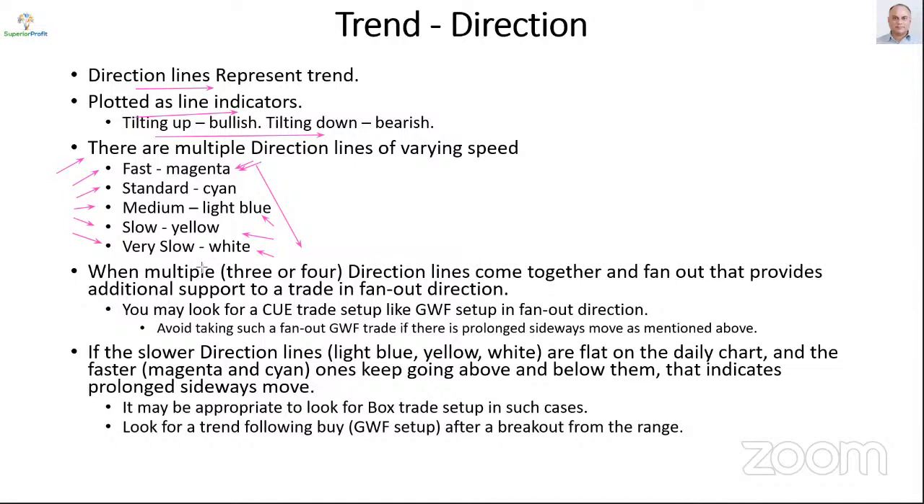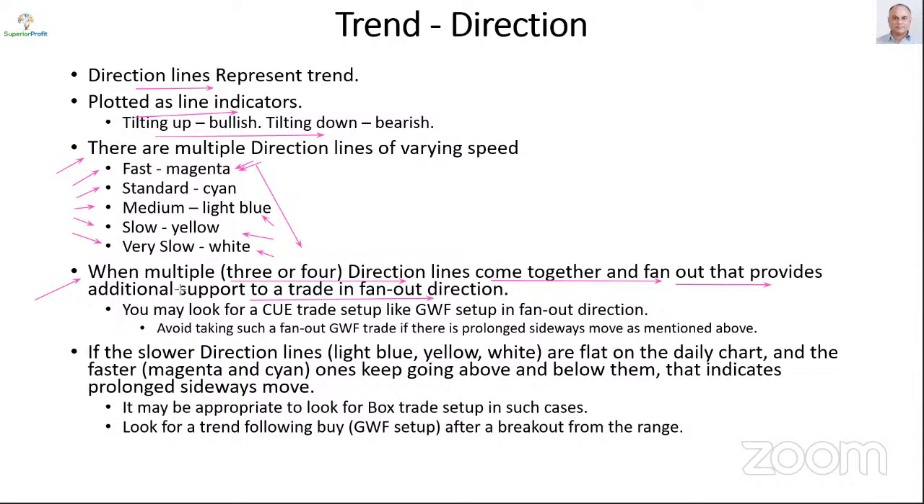We don't need to read price relative to every direction line every time. There are certain formations that are useful. We rely on them. And here I list the useful ones, the ones I regularly use. When multiple, at least 3, maybe 4, not 2, at least 3 or more direction lines come together and fan out, converge and then diverge, that provides additional support to a trade in the fan out direction. It can be bullish or bearish.